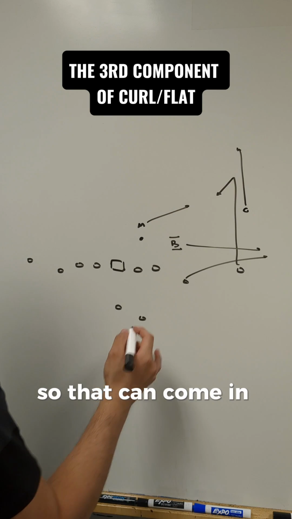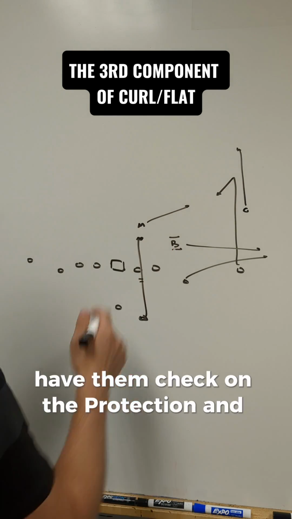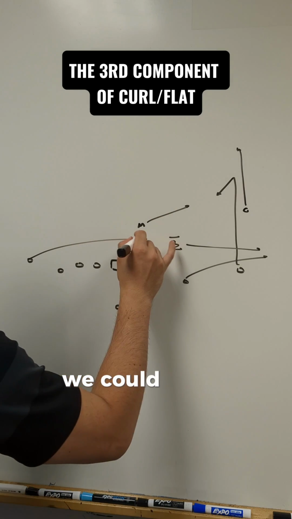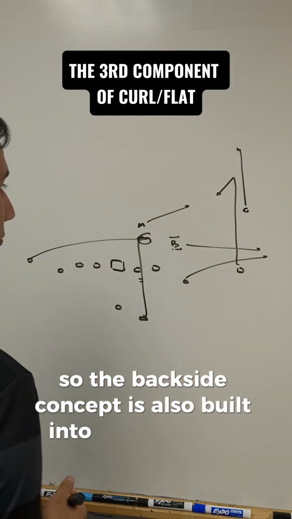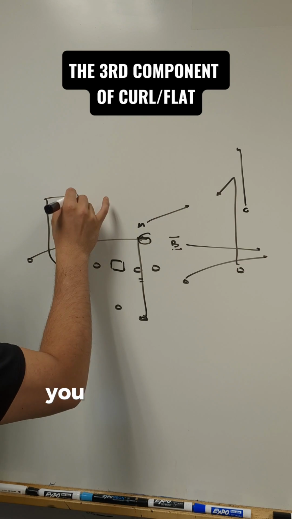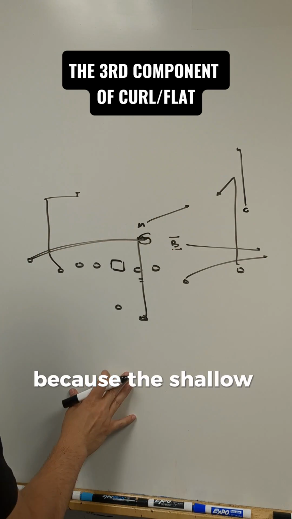So that can come in one of two forms. One, we can just send the back in on a check down, have them check in the protection and then release. Or two, we could bring someone across from the other side. So the backside concept is also built into the front side. So let's say on the backside we're running drive or something, then the back wouldn't have to be there because the shallow could be the replace guy.